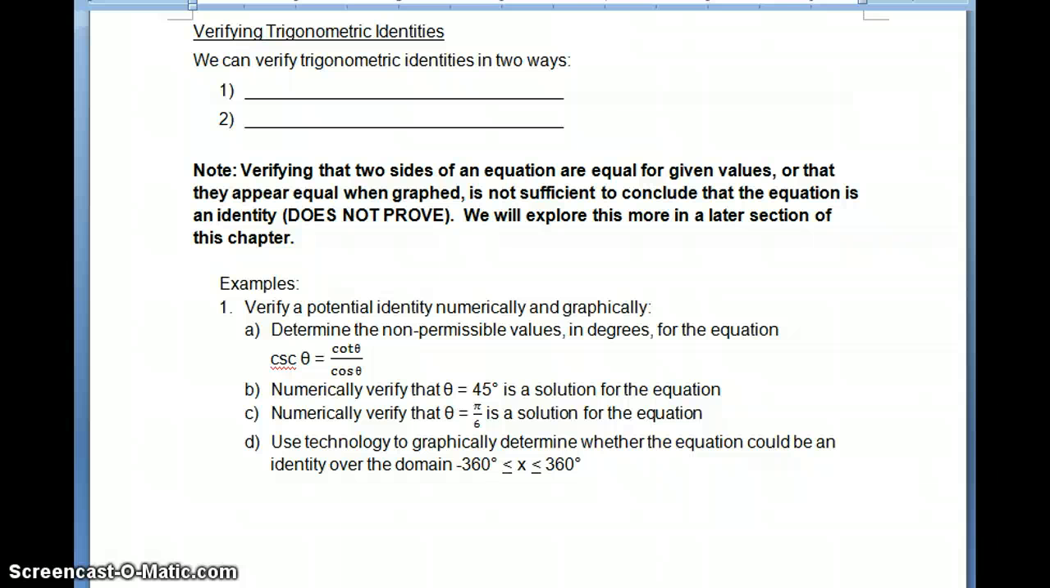So there are 2 ways that we can verify a trigonometric identity. Your first way is numerically through substitution.